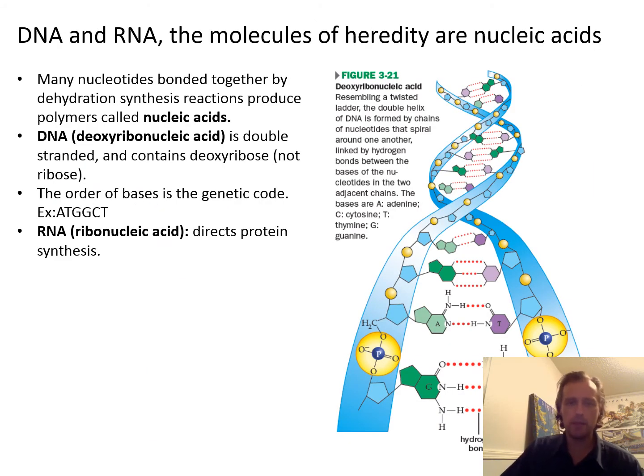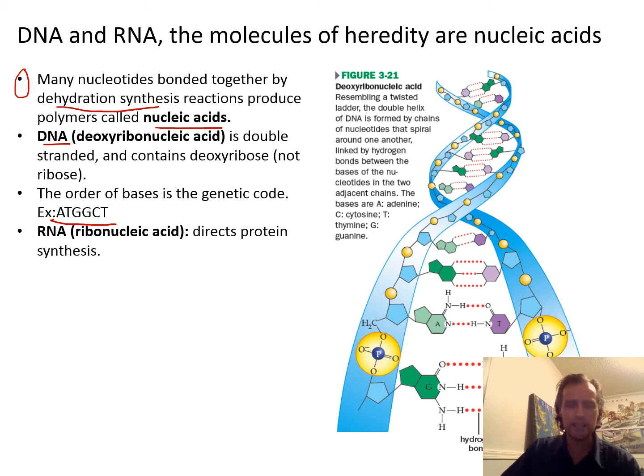DNA and RNA, the molecules of heredity, they are nucleic acids. So many of those nucleotides on the left on that last slide bonded together by, again, dehydration synthesis reactions produce polymers called nucleic acids. That's essentially DNA, deoxyribonucleic acid. It is double-stranded and contains deoxyribose, not ribose, and the order of bases is the genetic code. For example, this is a very short code, ATGCT.